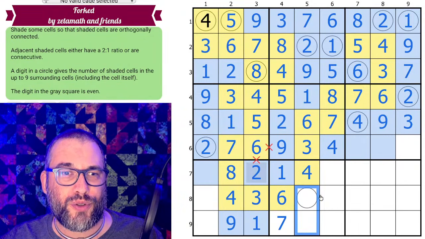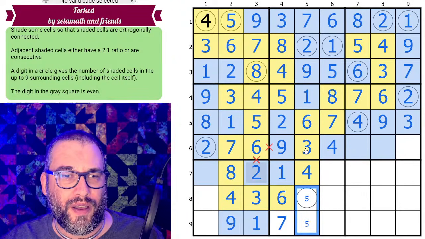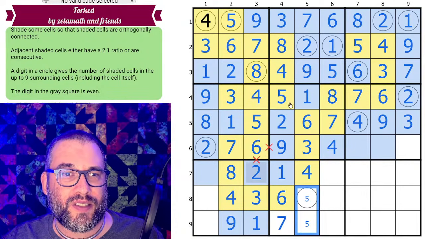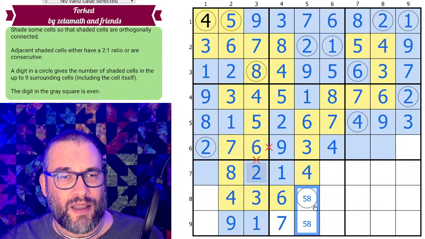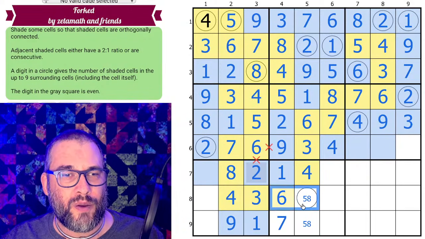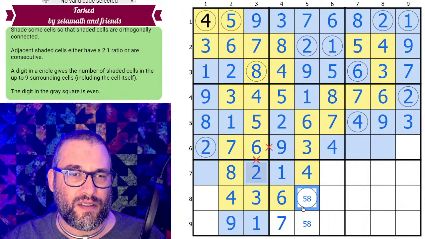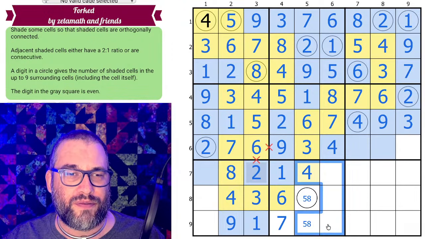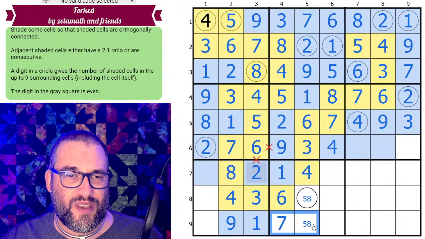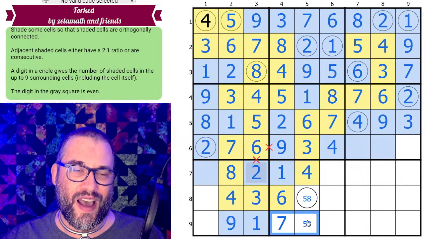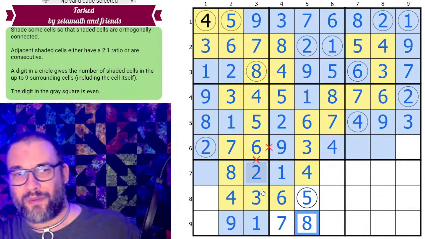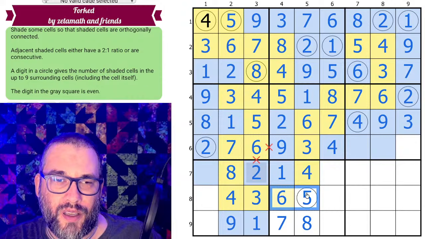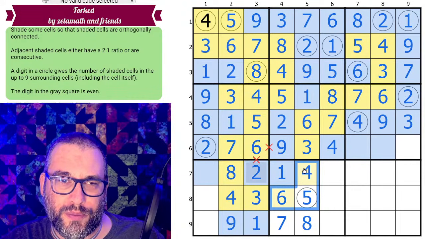We've got 1, 2, 3, 4. We need a 5, 6, 7. We need an 8. Well, 8 doesn't work here, because that makes all of these shaded. But these two, this would be a 7 and a 5, and that doesn't work. So this just is a 5 with an 8 there. These can connect through.